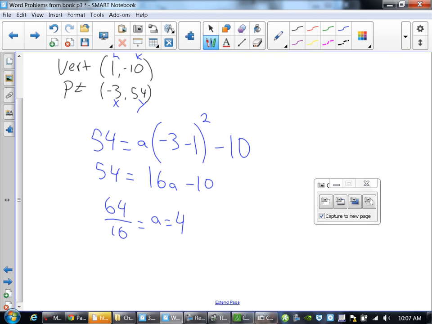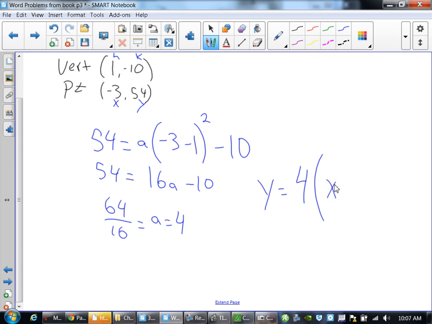And now I go back and resubstitute, knowing what A is, into that vertex form. So I get y equals 4 times the quantity x minus 1 squared, minus 10. What I will suggest, if you have a problem like that, once you solve for it, put in your y equals, check the table to see if the point given to you works. If it does, you did it right. If it doesn't, you done goofed.